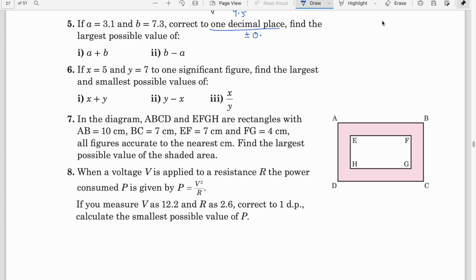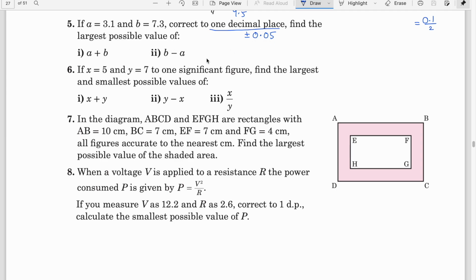It says one decimal place. One decimal place means 0.1. So we always add half of it, so 0.05. Uncertainty is 0.05. So find the largest value.